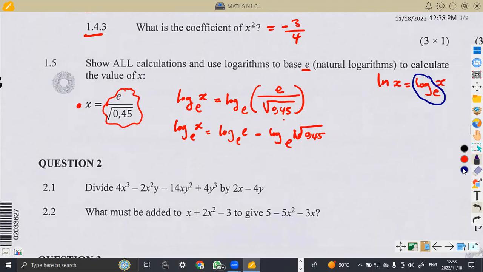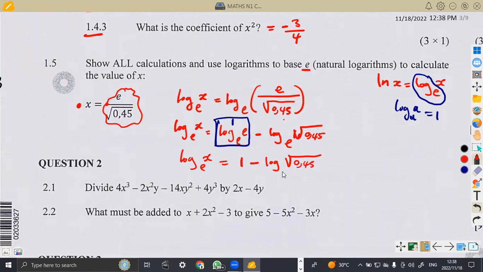All right, checking here, we are back to the laws of logarithms, knowing that this part is going to give us 1. We know the logarithm of a in base a is equal to 1. So that's a 1 here, meaning we now have the equation: the logarithm of x in base e is equal to 1 minus the logarithm of the square root of 0.45 in base e.